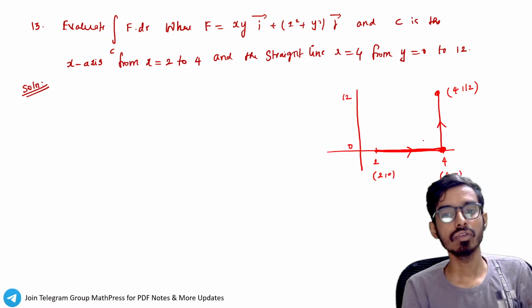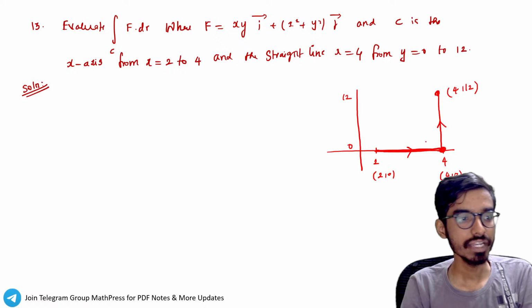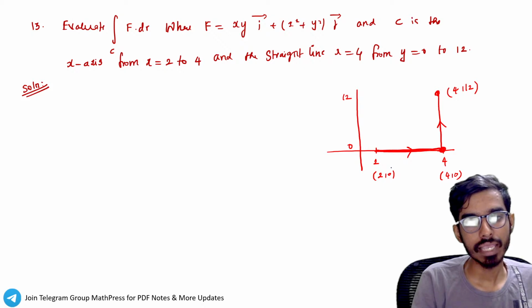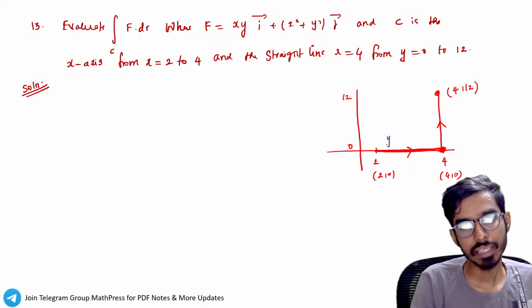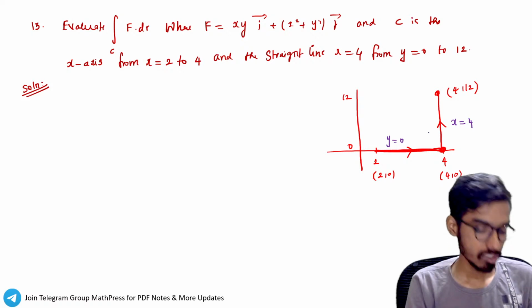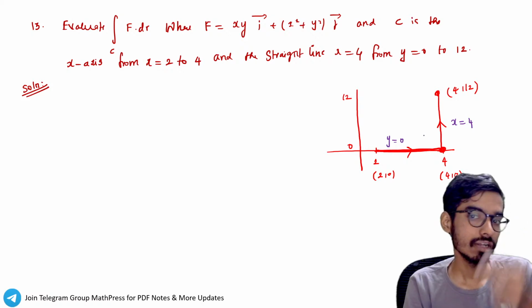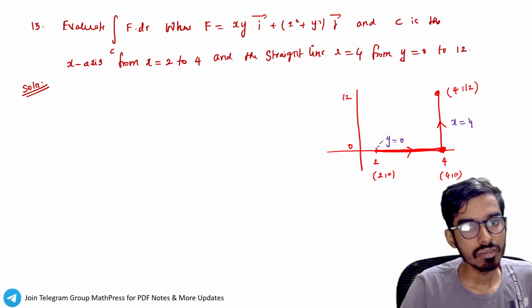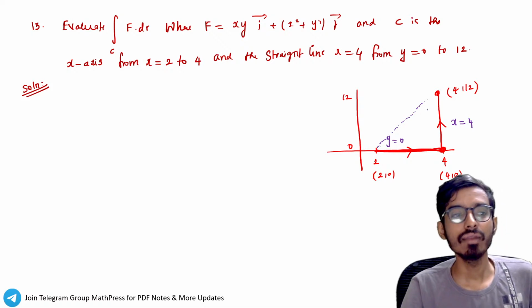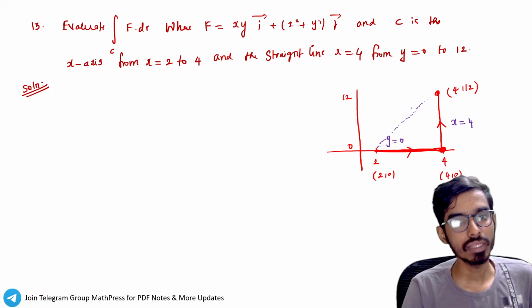So you just do I1 and I2, very simple. For I1, this is the line y is equal to 0, and this is the line x is equal to 4. For I1, y is 0 and x varies from 2 to 4, and for I2, x is equal to 4 and y varies from 0 to 12. Or you can find the equation of the line joining these 2 points, which will also give you the same answer. You can do it in 2 methods.